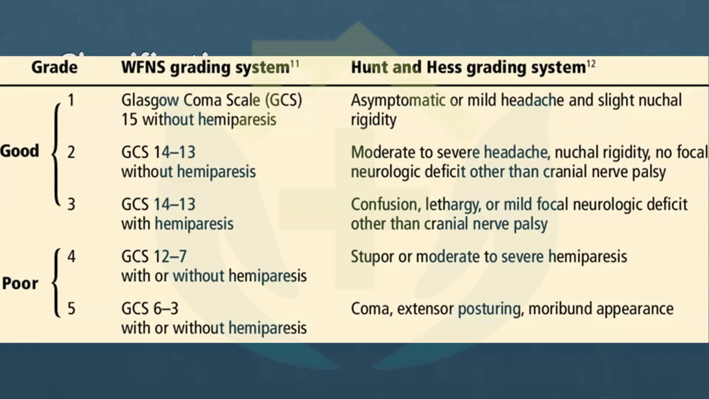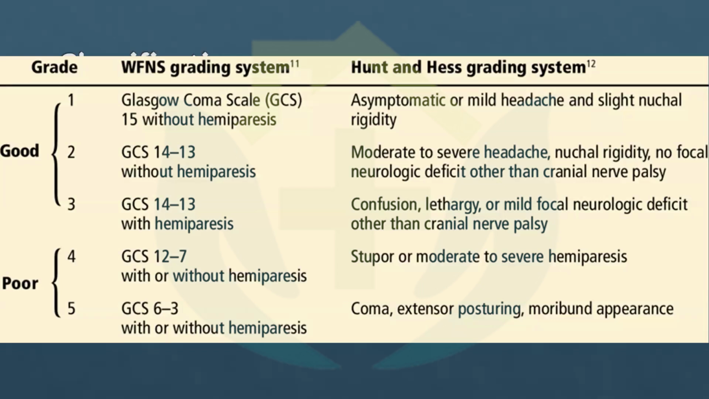If you are more drowsy, it's grade 4. And if you are in coma, it's grade 5. Likewise, because the Hunt and Hess grading can lead to ambiguity, and because GCS is something that is more objective, the WFNS is now used.